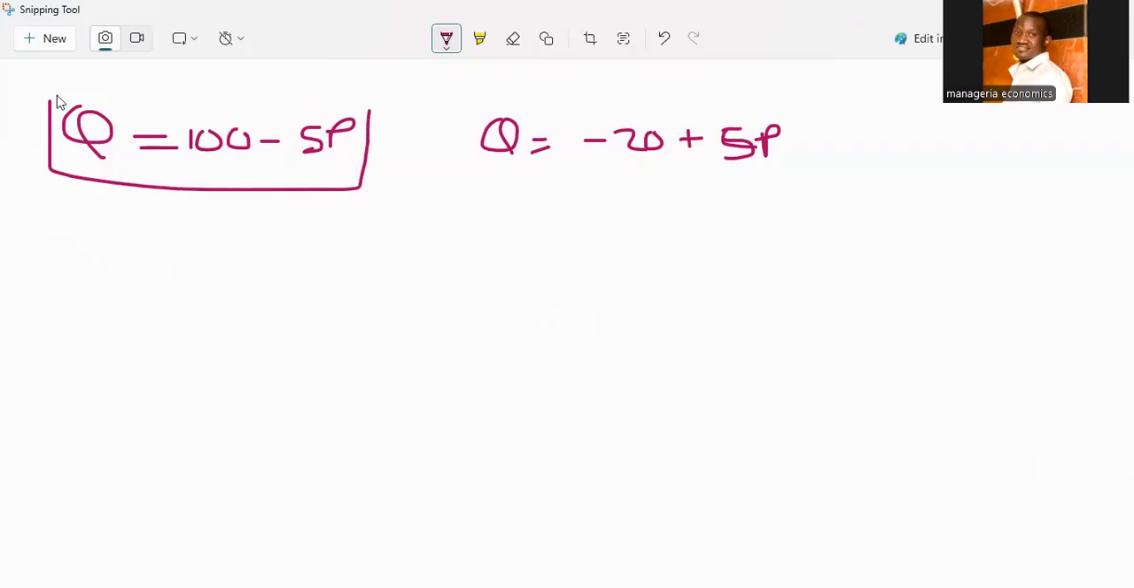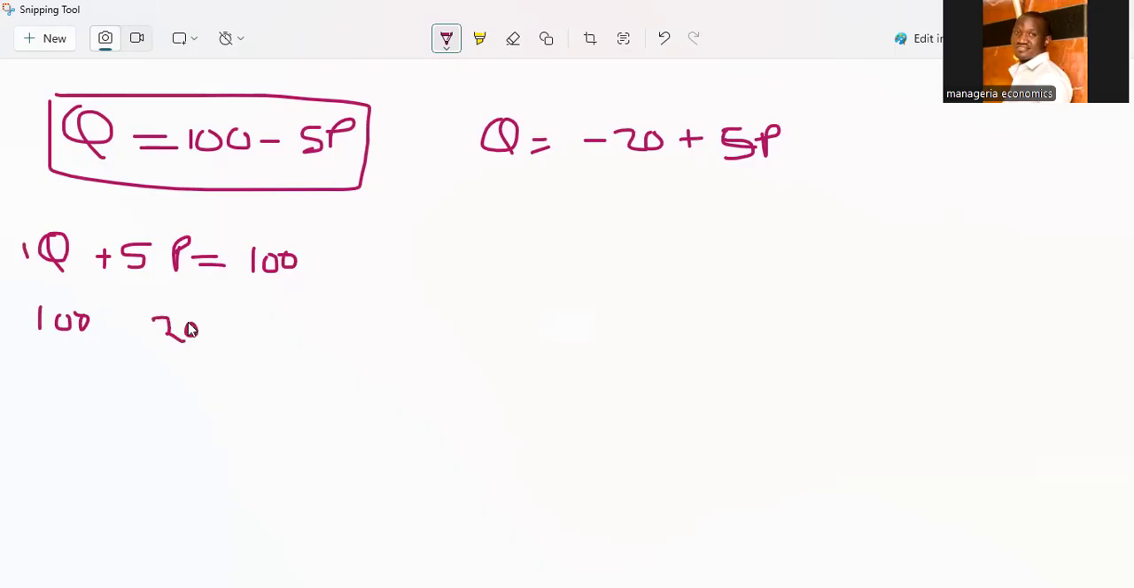All right, so we're going to have what? Q plus 5p is equal to what? 100, right? What number is there? It's an invisible one. So 1 into 100, Q will cut at 100. 5 into 100, P will cut at what? 20.